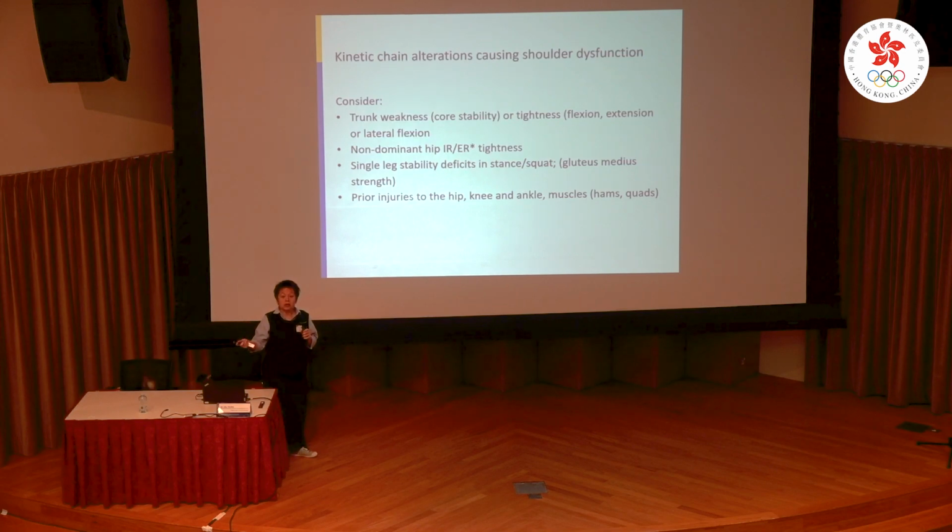Single leg stability deficits. In your throwing, somehow you need to eventually finish off on a single leg. So in the stance phase or the squat phase, if there are stability issues, meaning that your glute med is not strong, sometimes that can also cause a problem because your shoulder may need to work harder. If you have prior injuries to the hip, knee, ankle, and muscles, you may need to consider whether those can be a contributing factor to a person presenting to you with shoulder dysfunction.